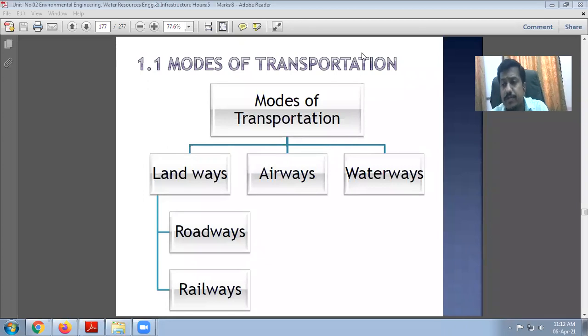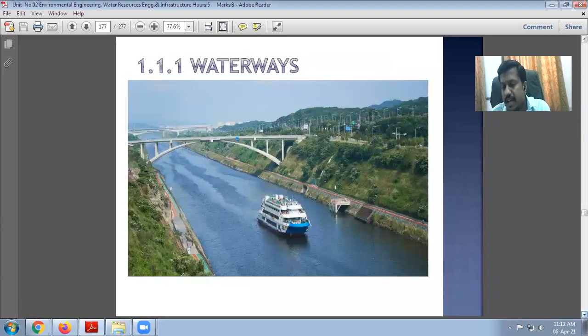Again, in the landways we have two important categories, which we call roadways and railways. So these are the modes of transportation. Now, waterways. At first, we will start with the discussion. What are the waterways?